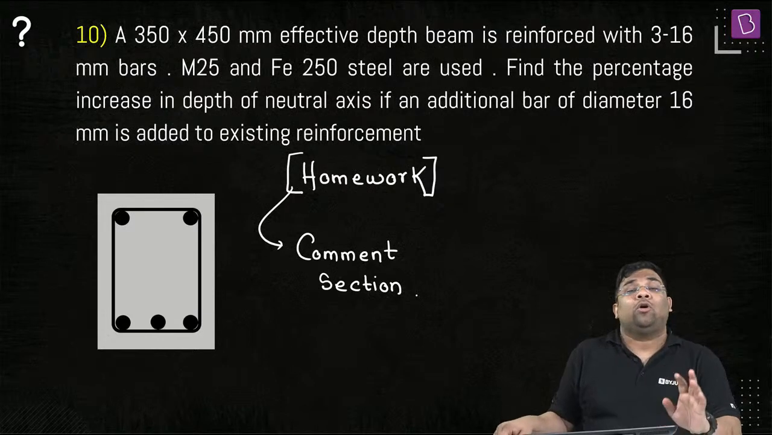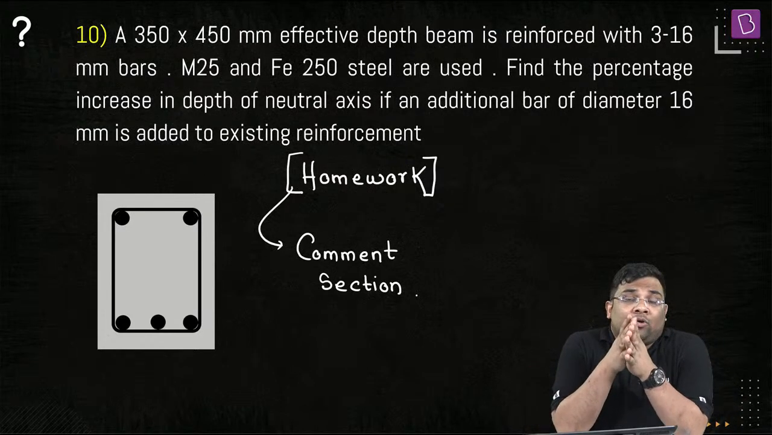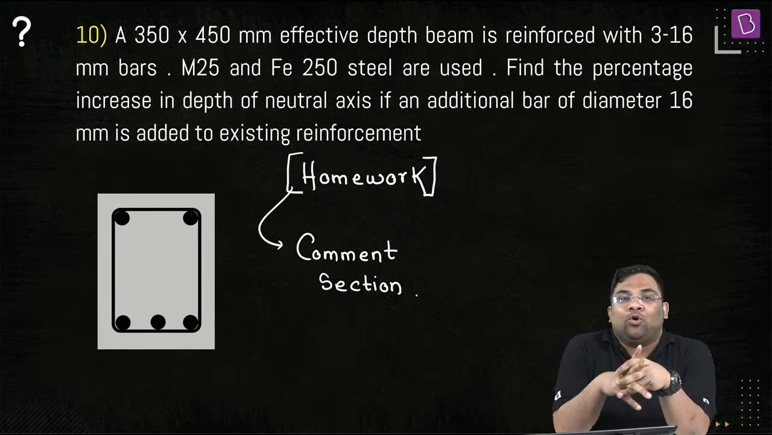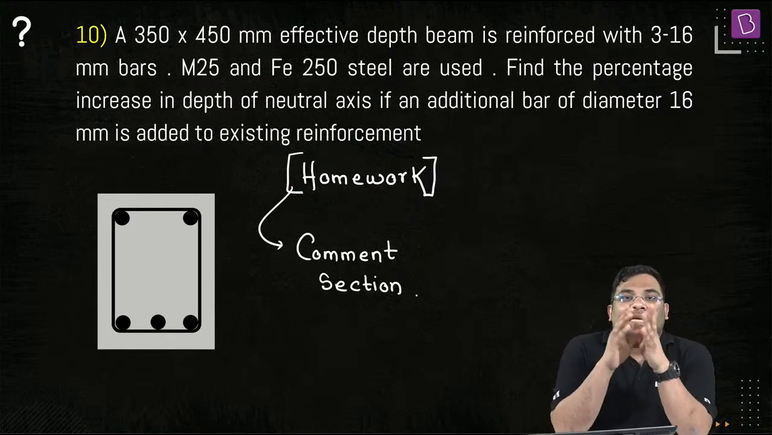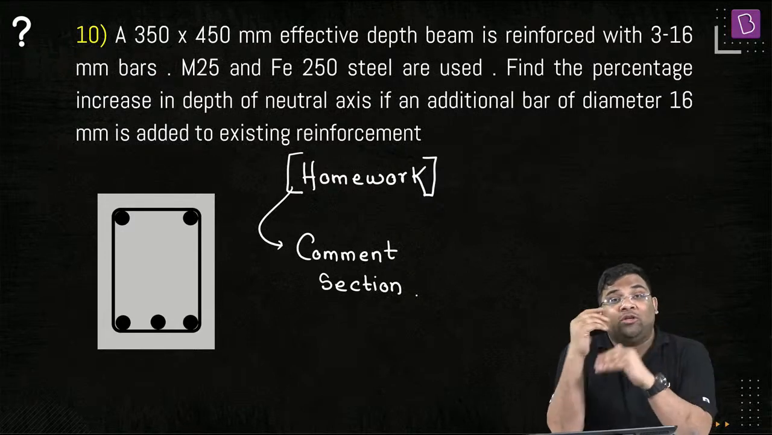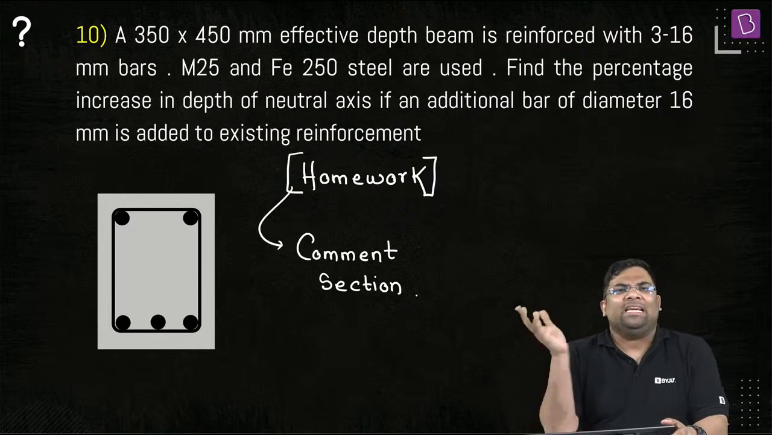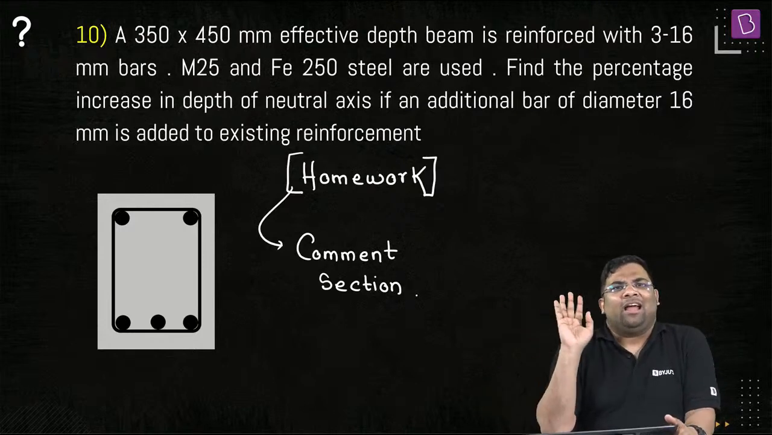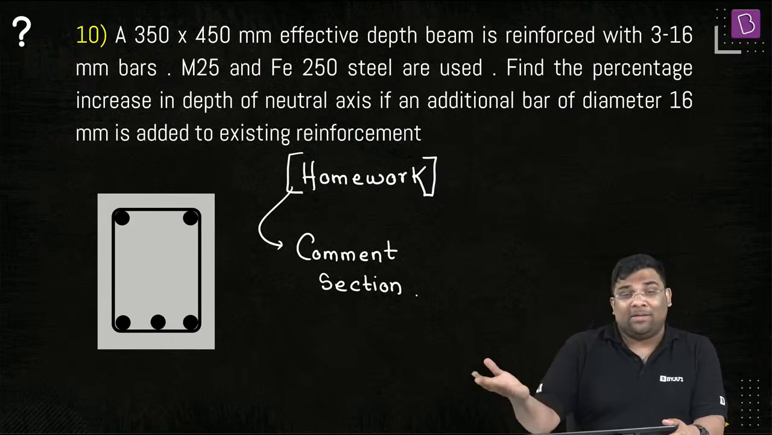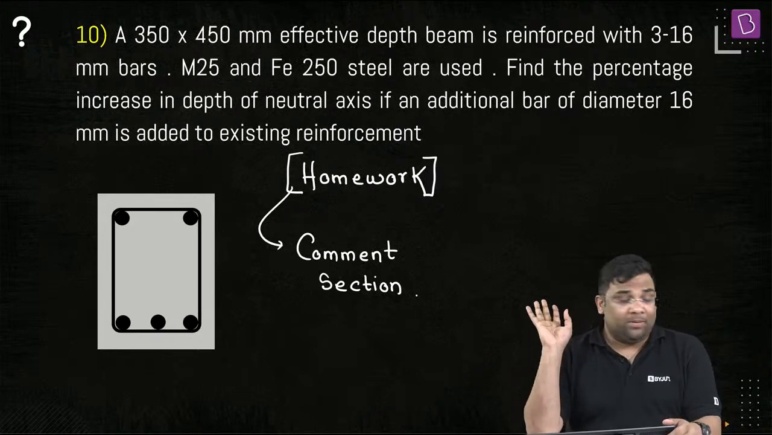And today we solved all the commonly asked numericals of your singly reinforced beam. In singly reinforced beam, mostly they ask what? Find out XU, XU limiting, MOR, MOR limiting, AST limiting, PT limiting, and then they will ask you to find out the minimum area of steel, maximum area of steel, and all those things you remembered.